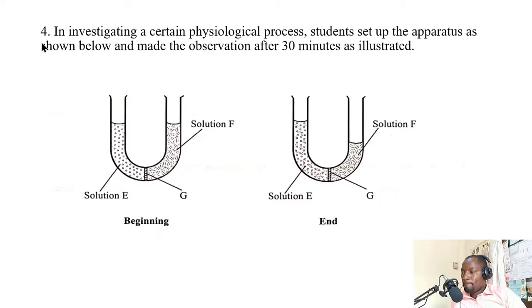Question number 4. In investigating a certain physiological process, students set up the apparatus shown below and made the observation after 30 minutes as illustrated. In the beginning, solution E and solution F were at equal levels, separated by substance G. At the end of the experiment, the level of solution F has gone down and solution E has risen. So let us go to the question part.